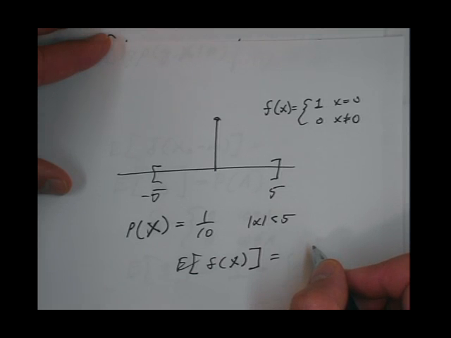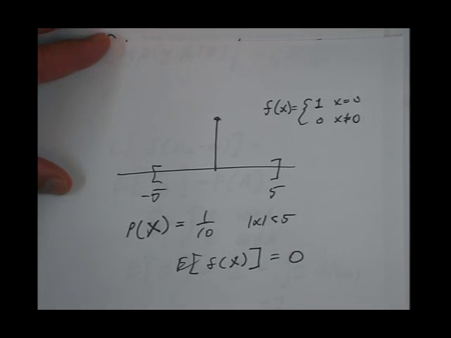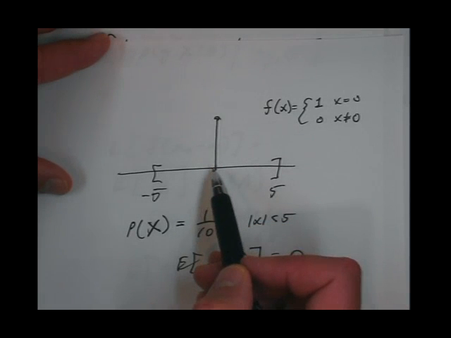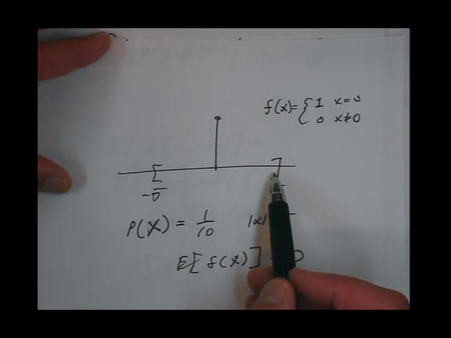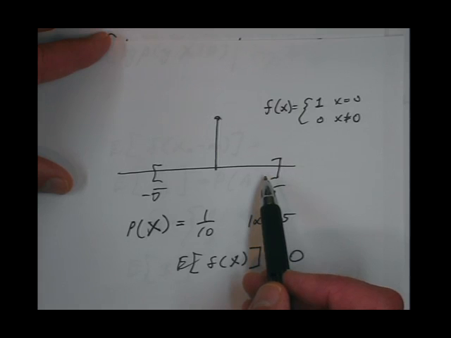1 times 0, right? Because this is the probability that the dart is going to hit the bullseye. So the other way of looking at this is that the integral of this function is also 0. If you do Lebesgue integration, you find out that the integral of a function like this is 0.